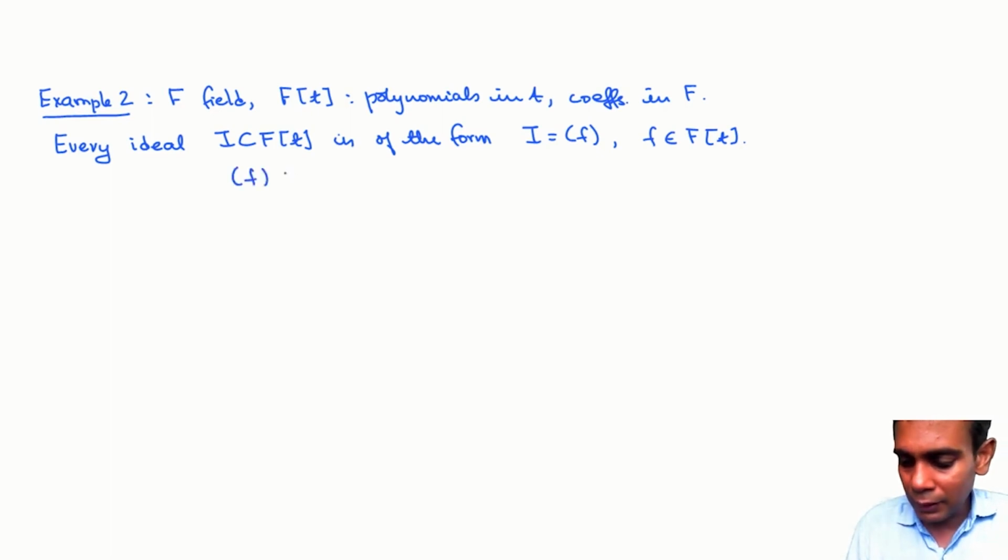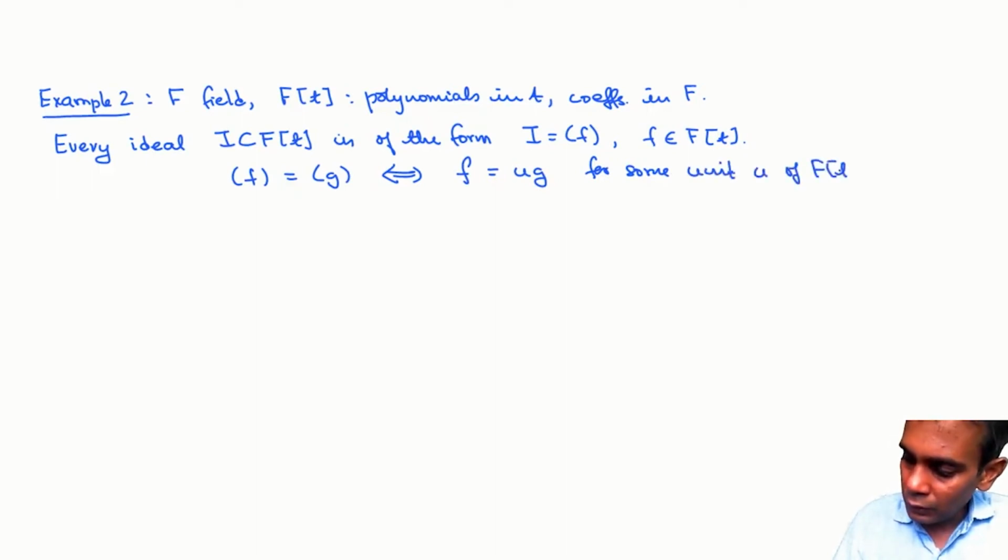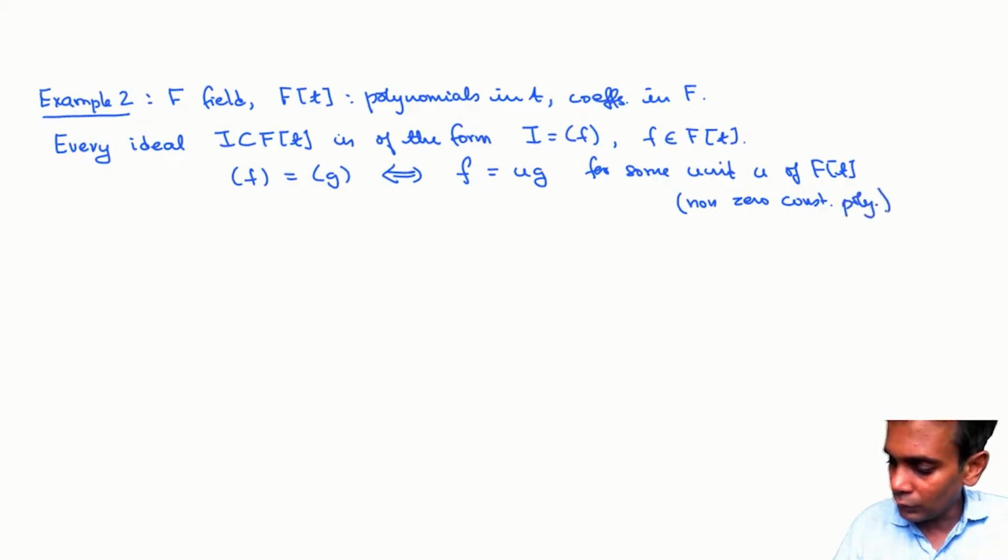Also we know that the ideal generated by f is equal to the ideal generated by g if and only if f is u times g for some unit u of F[t]. What are the units of F[t]? The units of F[t] are non-zero constant polynomials, or non-zero constants. Now recall, a polynomial is said to be monic if its top degree coefficient is equal to 1. Now given any polynomial, you can make it monic by just dividing it by its top degree coefficient, and therefore every ideal is generated by a monic polynomial. Moreover, if two monic polynomials generate the same ideal, then these two monic polynomials would differ by a unit, but that unit can only be 1 because both of them have the same leading term.